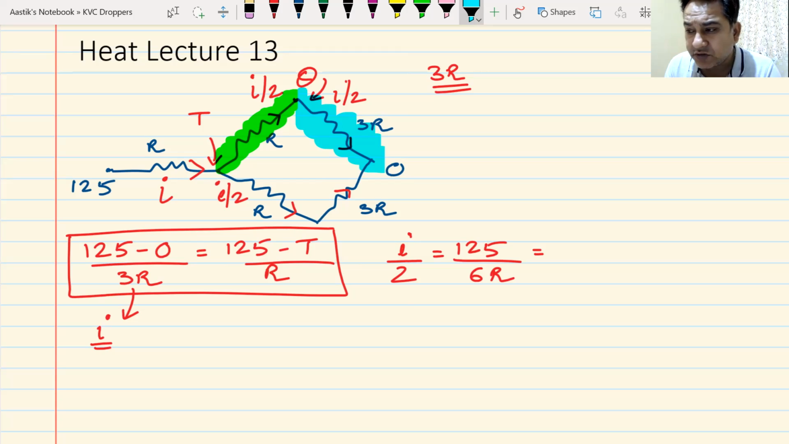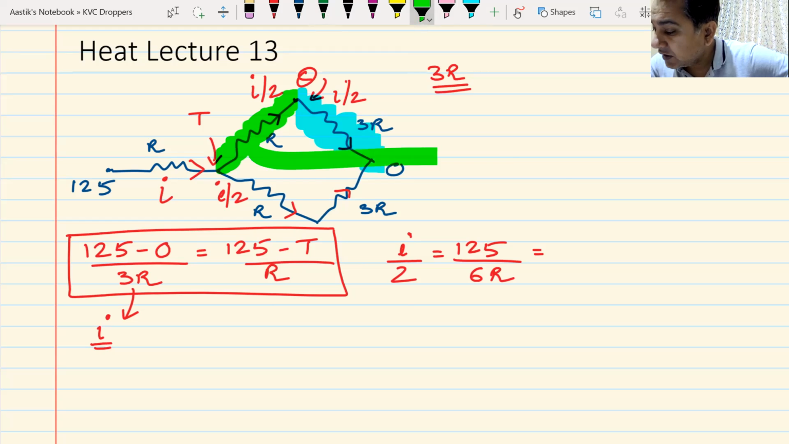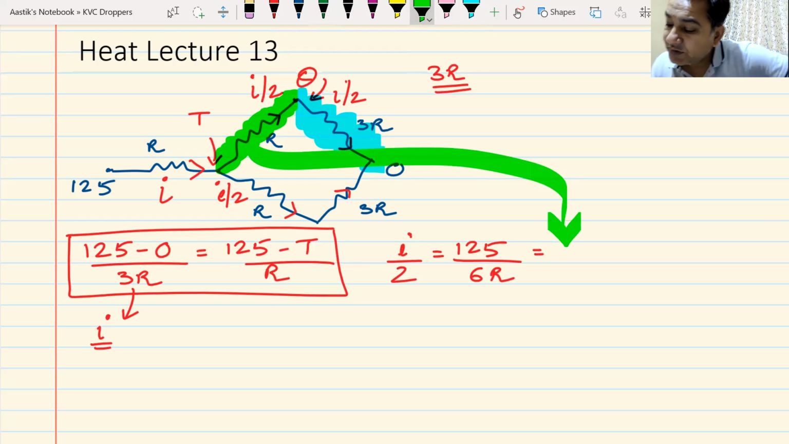Is there anyone in the class who is trying the question? Well, since no one has given me the answer, I'll write it from the green path. From the green path, I can write I by 2, which is the current in that branch, as T minus theta divided by R. I hope you understand this. You already know the value of T. If you put the value of T here, you will get the value of theta.